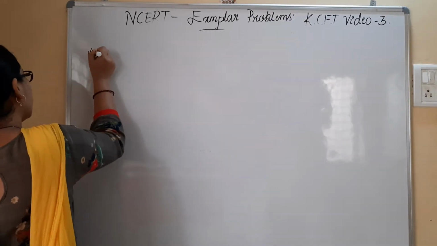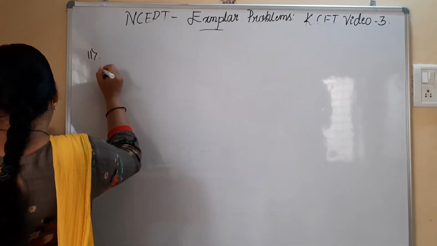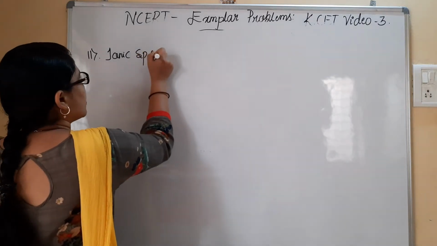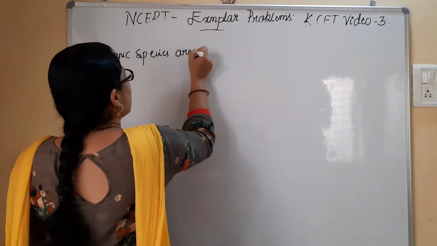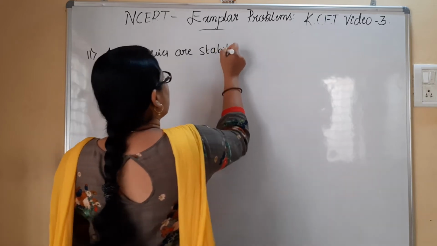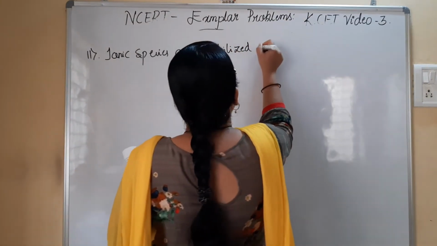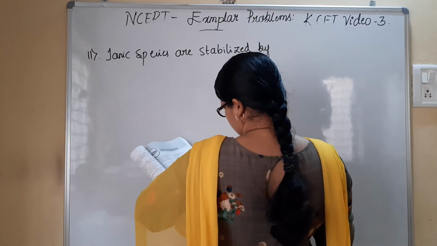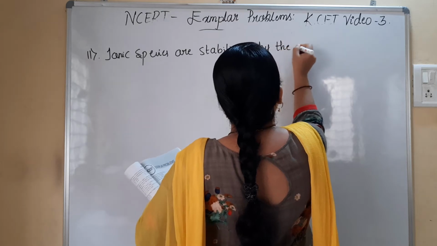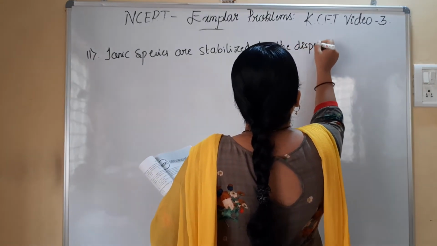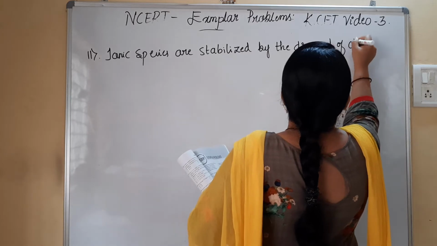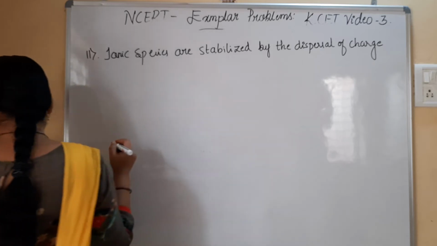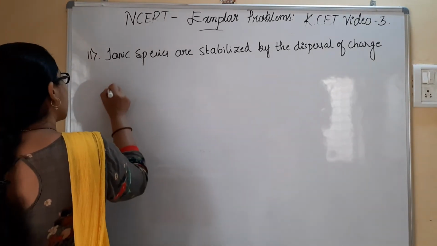So you can see here, 11th question. Ionic species are stabilized by dispersal of the charge. Okay. Which of the following carboxylate ion is most stable?